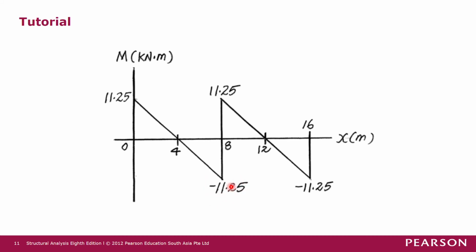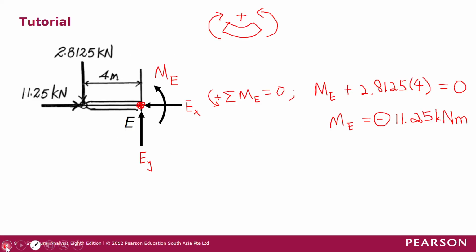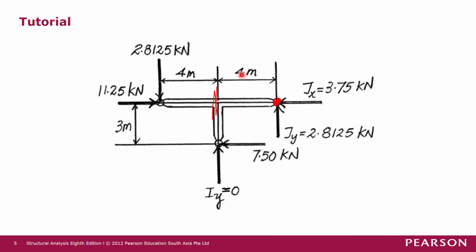11.25 kilonewton meter. So ME has two values. Take note that ME has two values of bending moment. We have one bending moment on the left hand side of the joint. We have another bending moment of ME on the right hand side of the joint, when we cut across a section.